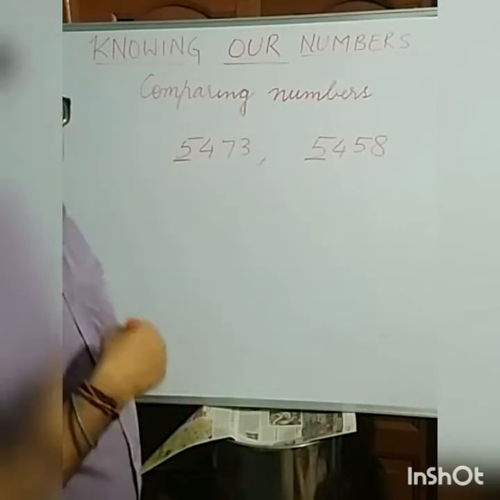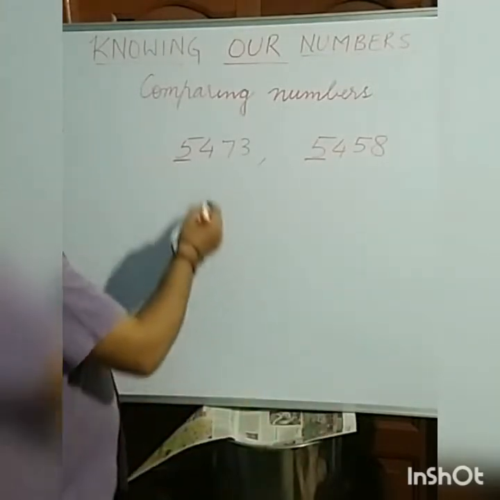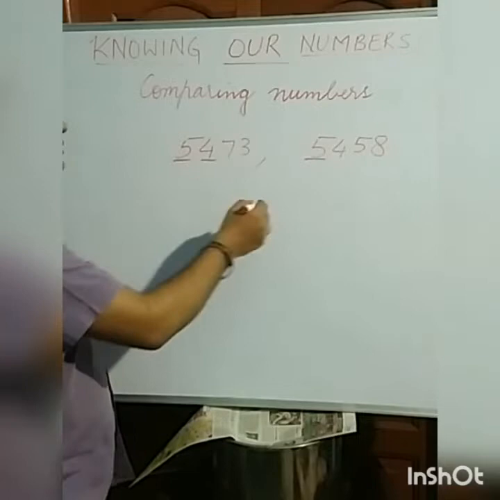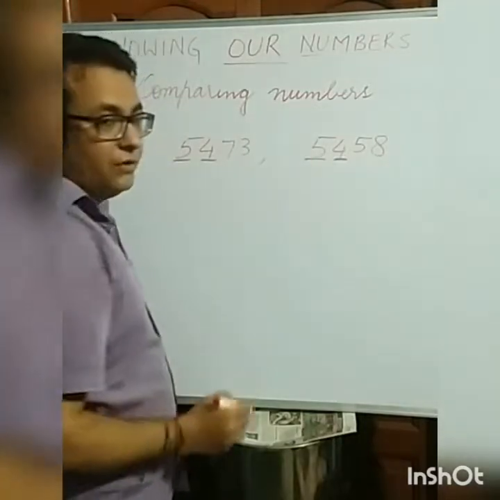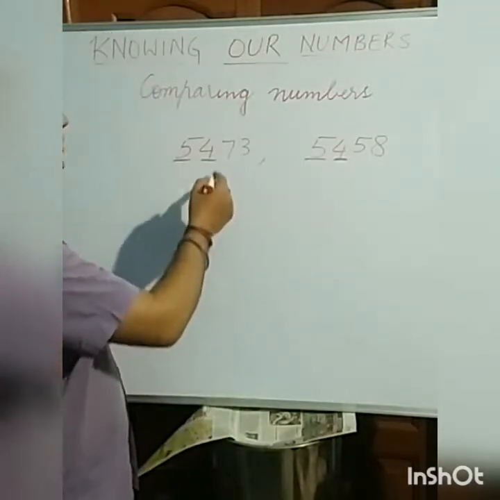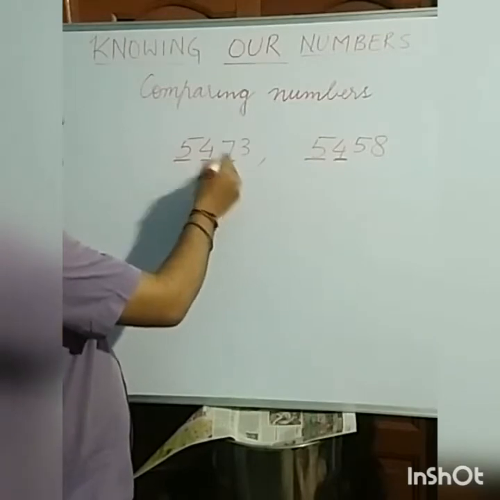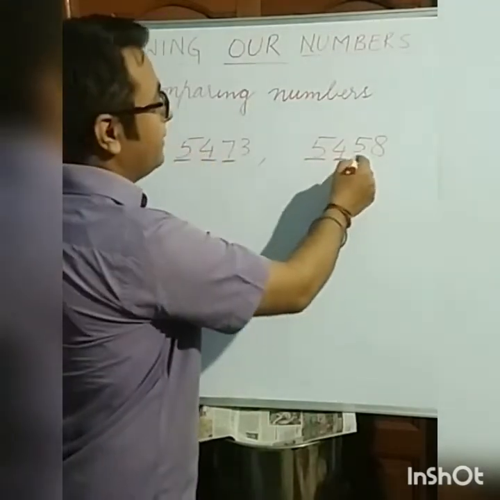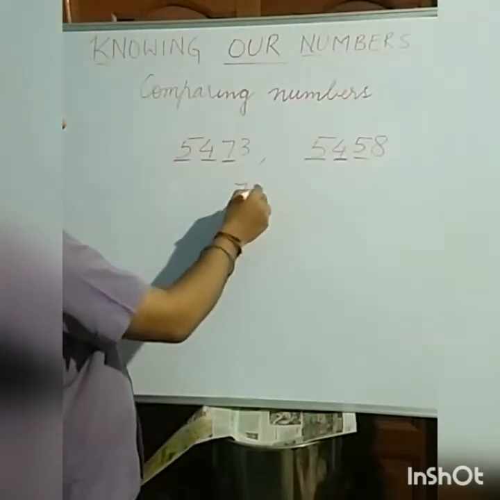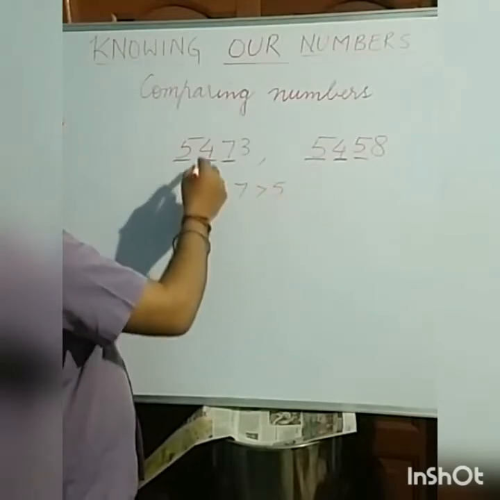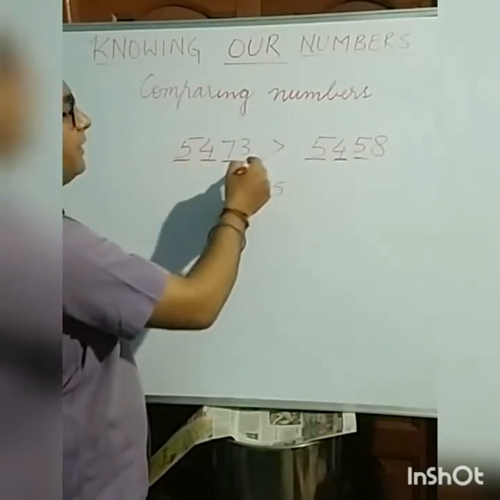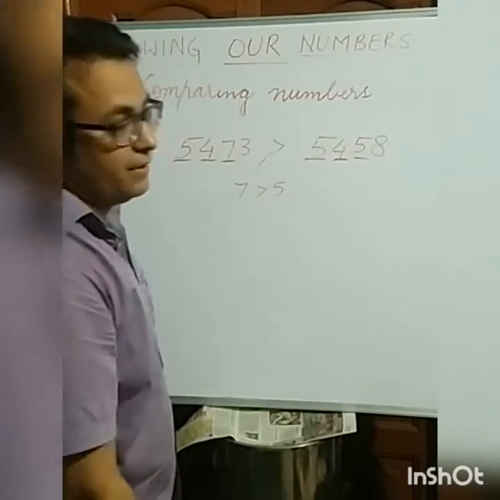In this case we move to the next place value. Here the next digit is 4. Here also the next digit is 4. Again we will move to the next place. Here the next digit is 7, but here the next digit is 5. Since 7 is greater than 5, this number 5473 will be greater than 5458.